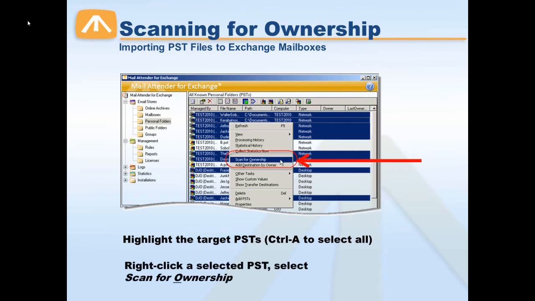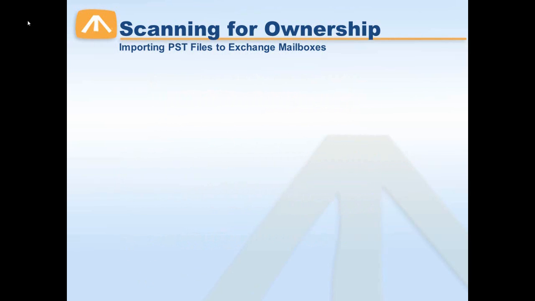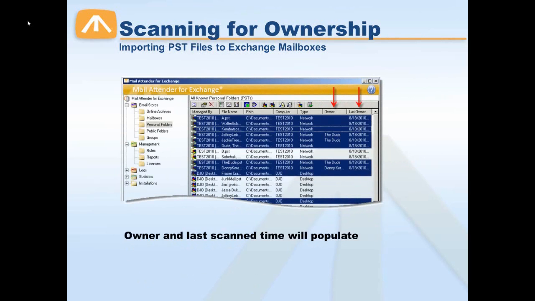As the scanning of each file is finished, the last owner scan column will display the date the scan completed. The owner name will appear in the owner column. If MailAttender isn't able to find a definitive owner, it maintains a list of top potential owners based on usernames found on the messages. You can then use these hits to assign ownership.